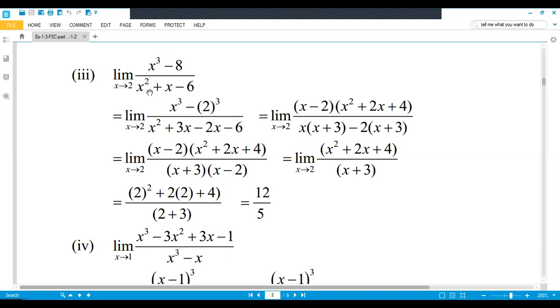First we do the numerator. x cube minus 2 cube. So apply the formula: x minus 2 into first term square, x square, plus ab, meaning x into 2, so 2x, plus b square, meaning 2 square, that is equal to 4.